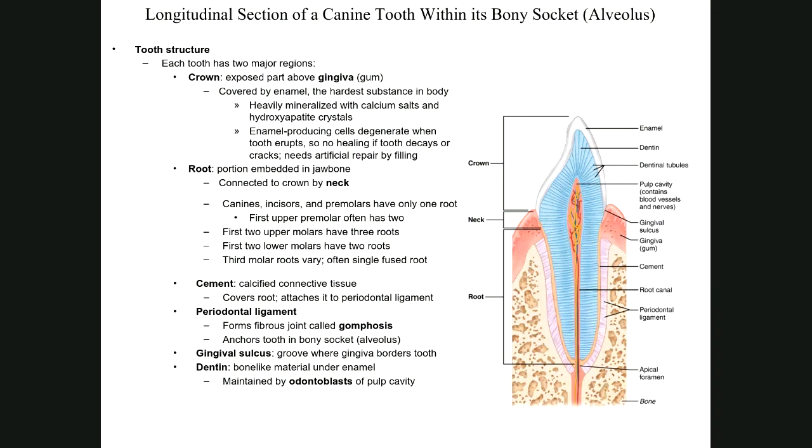And the dentin, this is a bone-like material, and it's under the enamel. It's maintained by odontoblasts of the pulp cavity.